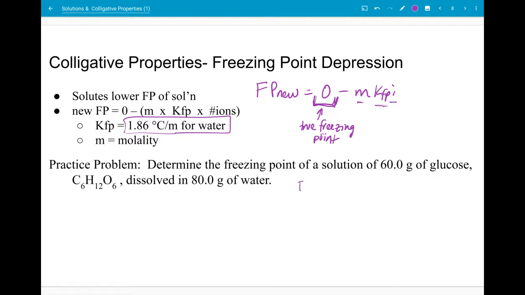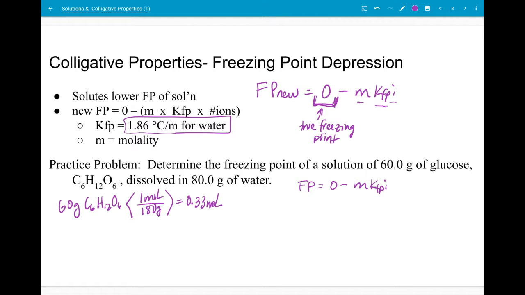So for this one, we're going to ultimately use this equation. Now we do have to find our molality. So 60 grams of C6H12O6, 1 mole over 180 grams. I found it to be 0.33 moles. And then 80 grams of water. Now we're going to convert that to kilograms. So that's 0.08 kg. So molality is going to be dividing those two.